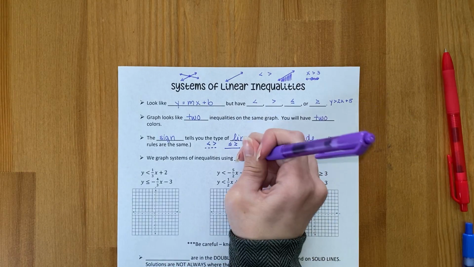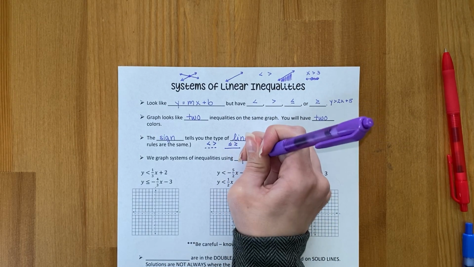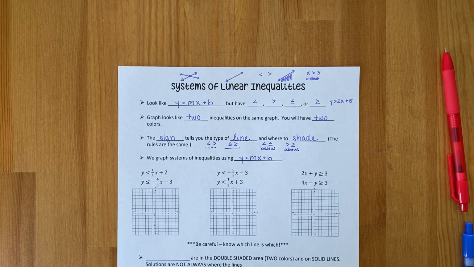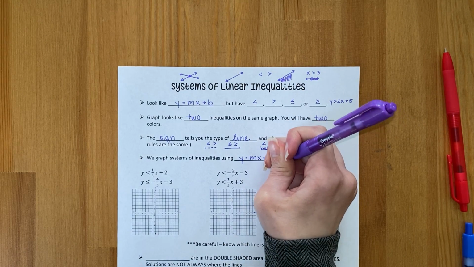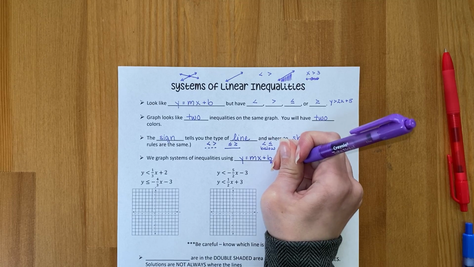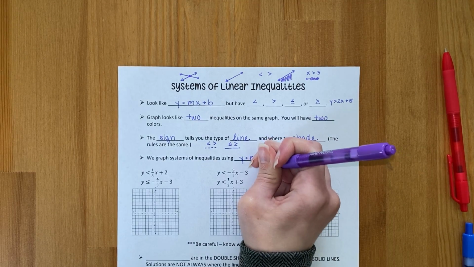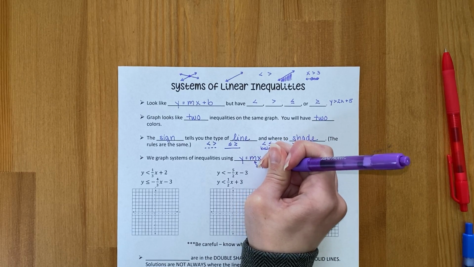We are still going to graph our inequalities using the same ideas that we have for slope-intercept form, y equals mx plus b. Okay, again, brief recap. This guy is telling you where your graph crosses the y-axis. It's your y-intercept. And then our slope is going to tell us how to get to the next dot on our line.